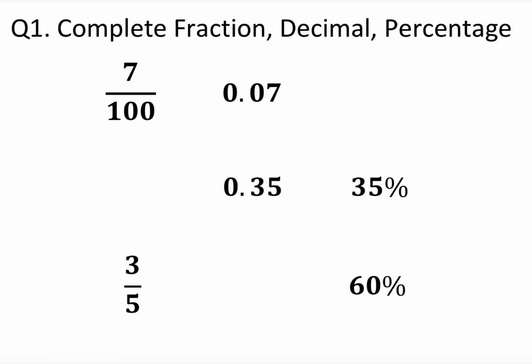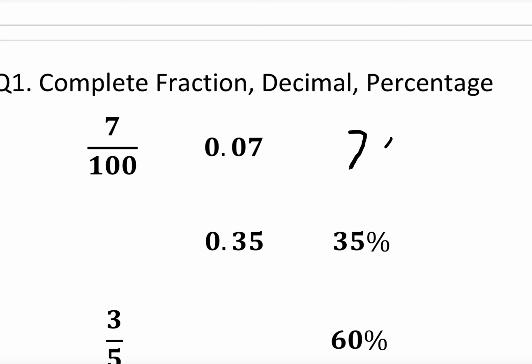Now we want to know. We've got it in a decimal, which is 0.07. Now 7/100, if we go to the percentage, it is the same as 7%.